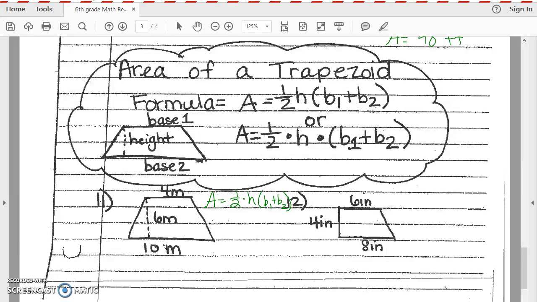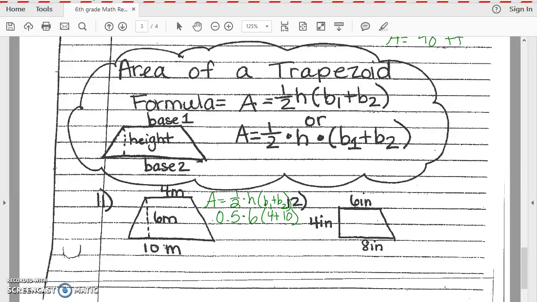So first of all, my half, what am I going to bring that down as? 0.5 times, what's the height? 6. Remember, my height goes from one base to the top. And then I'm going to put a parentheses. Base 1 is 4. Base 2 is 10. And now I have my problem all set up and I'm ready to use order of operations to solve it.